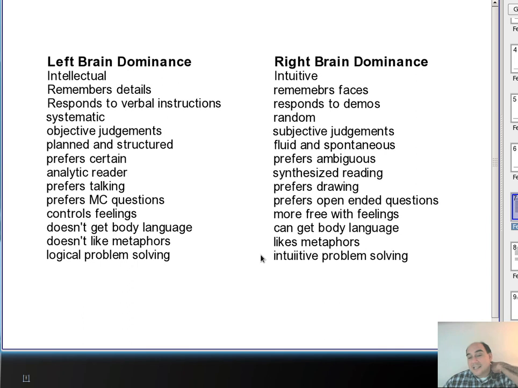Left brains don't get body language. When I think of left brain, I think of The Big Bang Theory, and I think of Sheldon, who is very left-brained. All of these things are his, apparently. He doesn't get body language. He doesn't get metaphors. He likes the logical problem-solving. And then on the other side of this is, what's her name? Penny. She's more on the right side. She prefers the drawing. She prefers the open-ended. She's better with her feelings. She can read body language. She likes metaphors, right? She's more intuitive. She kind of just knows what it is.